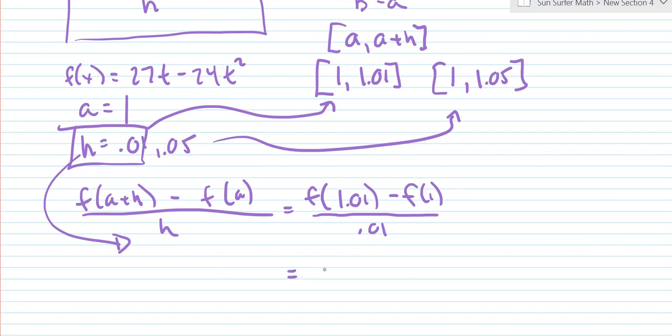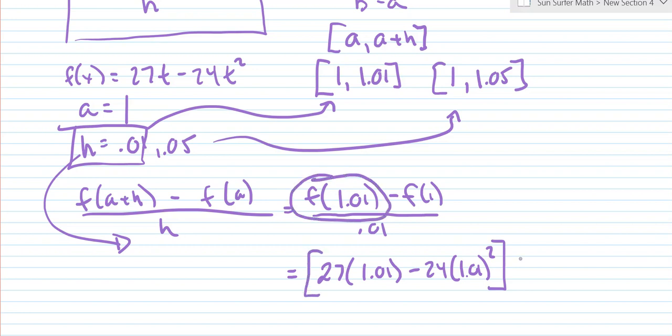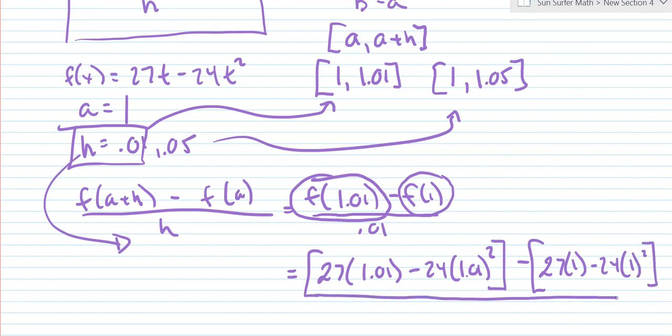Well, the actual function then is going to be 27 times 1.01 minus 24 times 1.01 squared. And I'm going to put that in brackets. That's this part right here, minus, we want the f of 1, the function value evaluated at 1. So that's going to be 27 times 1 minus 24 times 1 squared. And then all of that is being divided by my h value, which is 0.01.